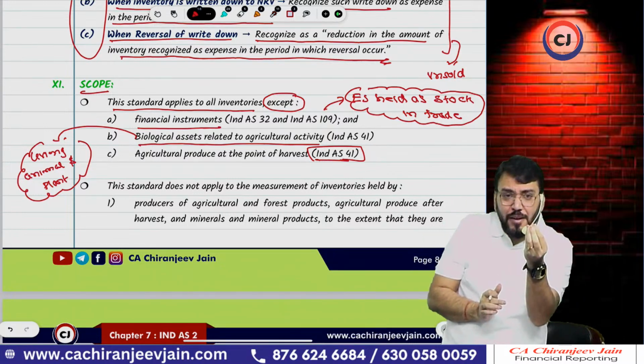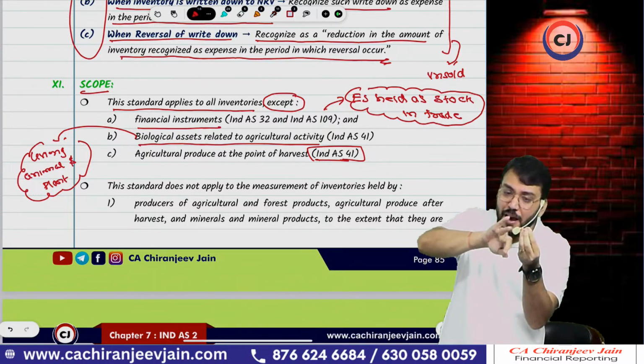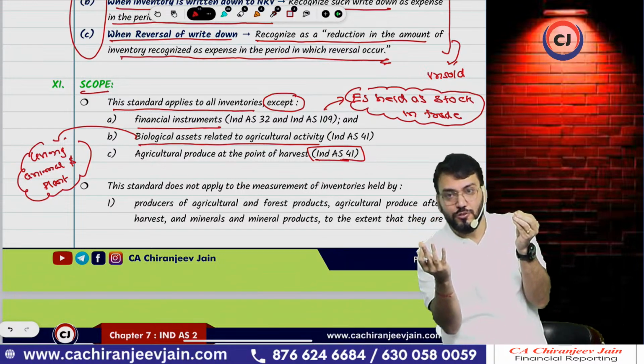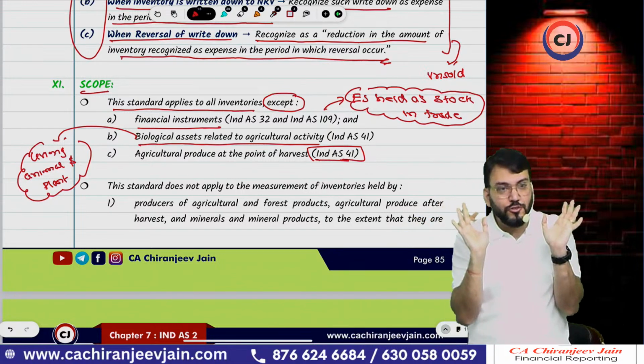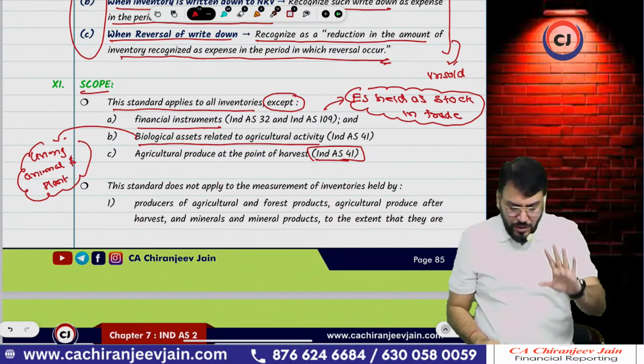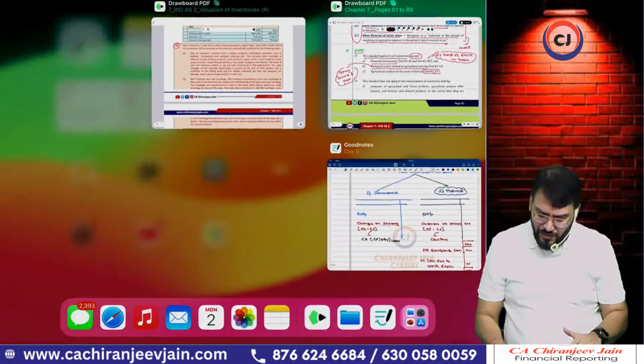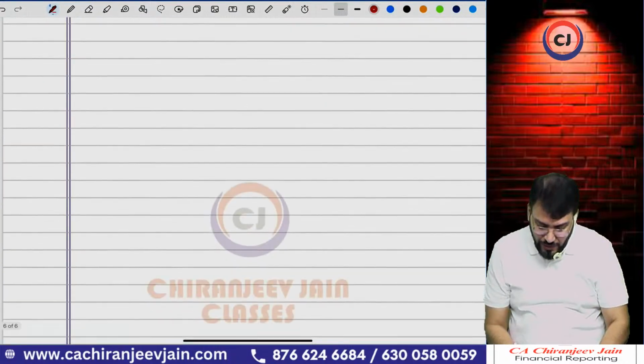Okay, at the point of harvesting, Ind AS 41 is applicable. But after harvesting, which Ind AS is applicable? Ind AS 2. Understood? So that point we have not yet covered. थोड़ा सा बता ही देता हूँ, because otherwise you will not be able to understand this. Correct. What do they want to say?